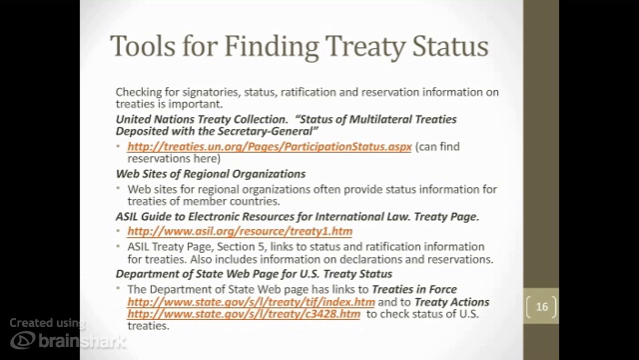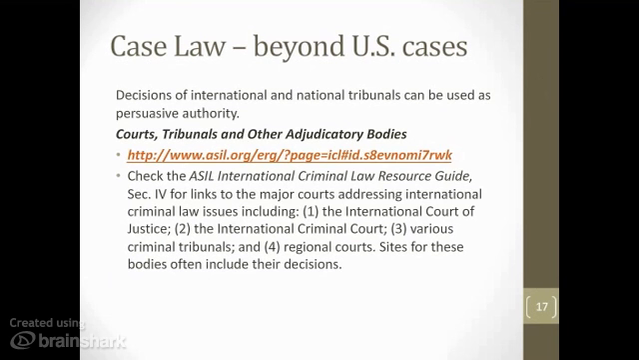As you know from a previous slide, decisions of international and national tribunals can be used as persuasive authority. It's really helpful to look at individual tribunals in order to get case law, and very often they're going to be publishing multiple documents, and sometimes they do video as well. ASIL, the American Society of International Law, has a great website here that I've linked to that can help you identify some of those tribunals and other adjudicatory bodies.